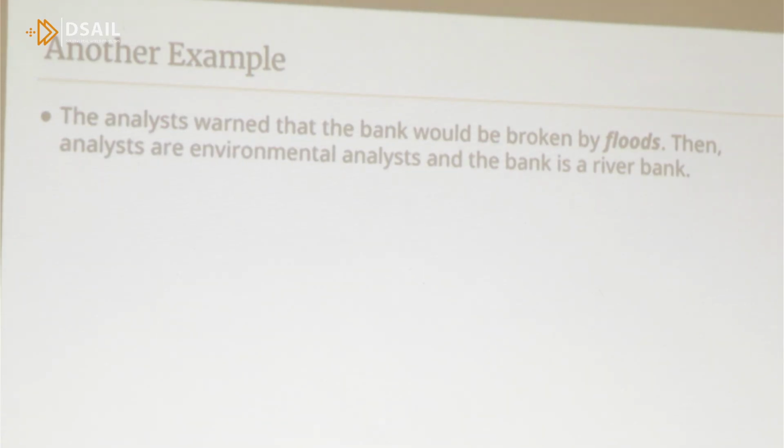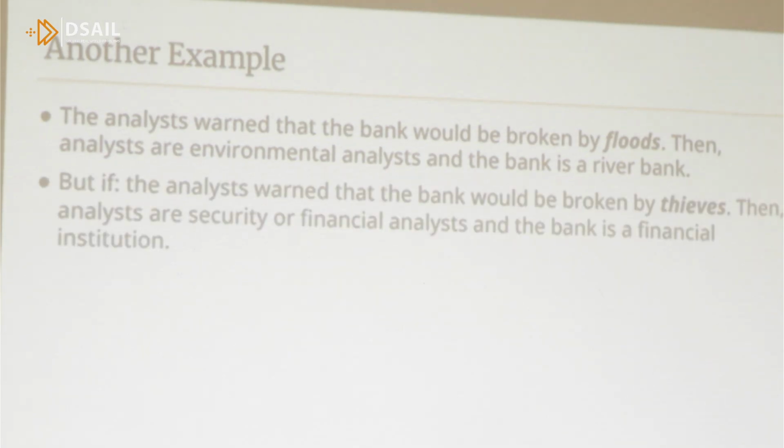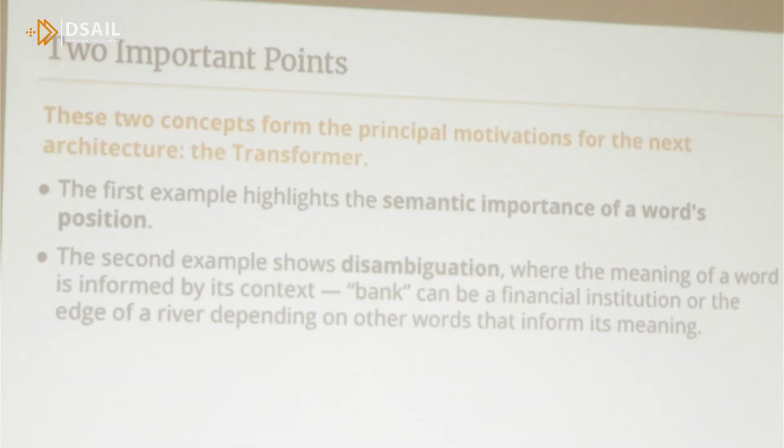It's a river bank. And the analysts are environmental analysts. They get the context. So the meaning of analysts and bank is defined by what? Floods. Do you get that point? So there's an aspect of disambiguation. And in the second example, if the analysts warned that the bank will be broken by thieves or by recession, then the analysts are security or financial analysts, and the bank is a financial institution. So that single word, whether it's floods or thieves, changes the whole meaning of bank and analysts.